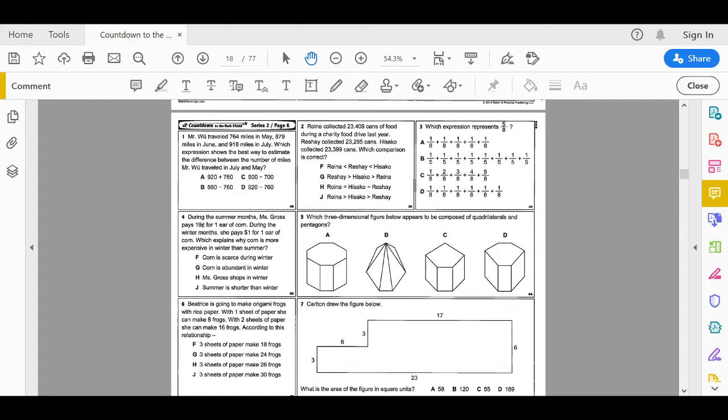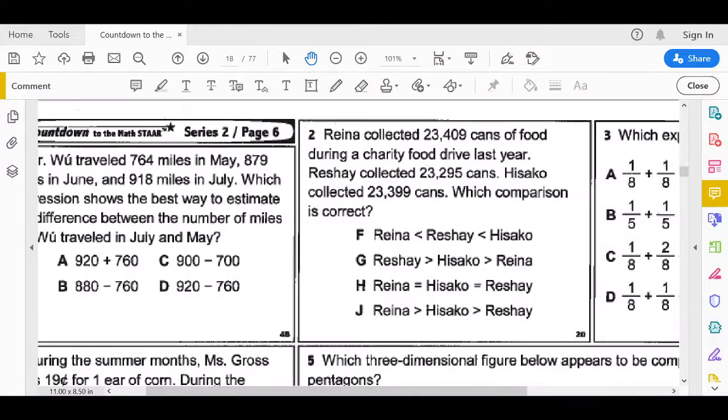Okay, so let's start, amigos. So this is our paper for today. We are on series 2, page 6. Let's go ahead and read problem number 1.